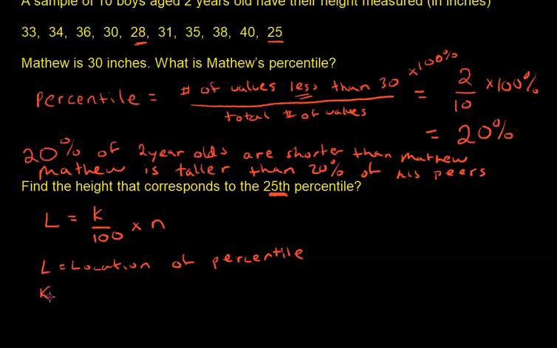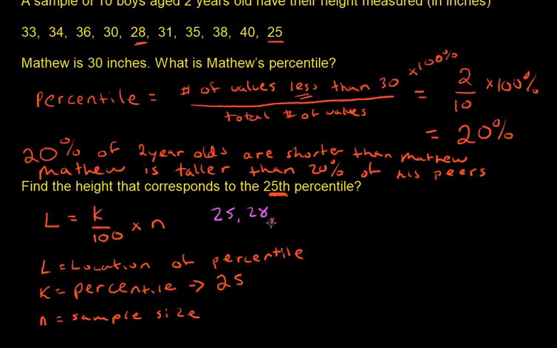K is the percentile itself. In this case, K would be 25, because we're talking about the 25th percentile. And N is your sample size. In order to use this equation, you should first sort your data, because L is going to give you the location of the percentile in a sorted data set. So let's go ahead and sort this data.